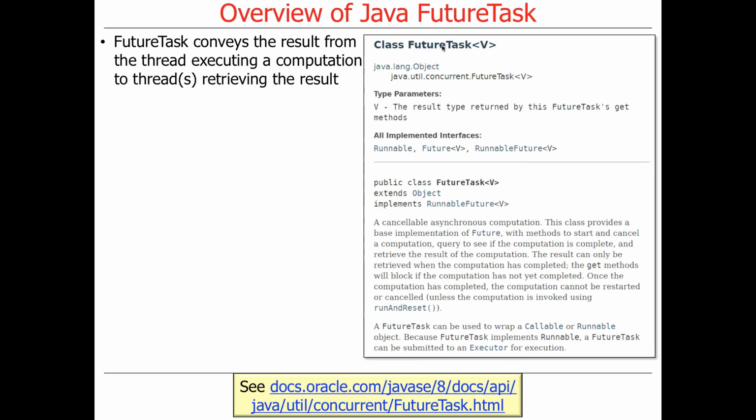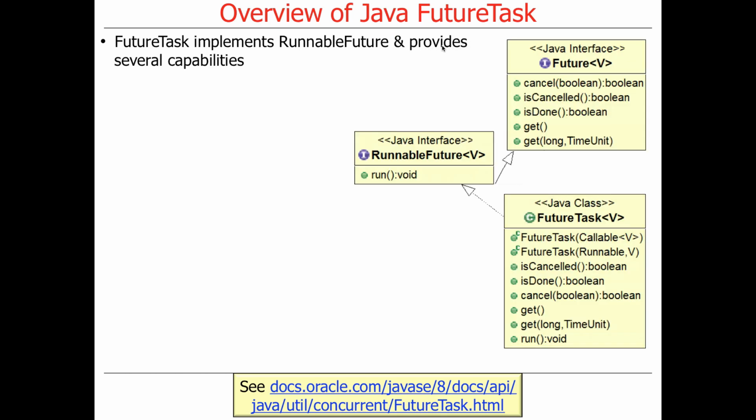So as I've said before, a FutureTask is a way of conveying a result from a thread that's executing a computation to one or more threads that need to get the results back. That doesn't really provide much insight yet, but we'll talk about more things that it does, and then you'll learn why it's so cool. So a FutureTask, as shown by this class diagram, implements something called a RunnableFuture, which is an interface that in turn extends Future. So RunnableFuture has everything in Future, and then FutureTask has everything in RunnableFuture and Future plus a few more things.